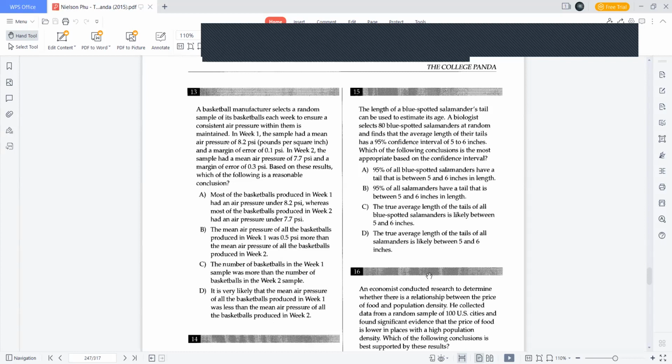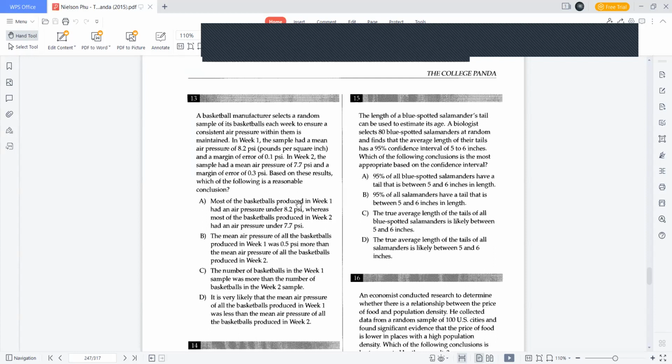The mean air pressure of basketballs produced in week 1 was 0.5 psi more than the mean air pressure. Because it uses mean, then it's correct. Like if it didn't say mean, like if it said each ball produced in week 1 had 0.5 more psi than each ball produced in week 2, that would be incorrect, right? Because there's a variance. So since it says mean, then it's correct.